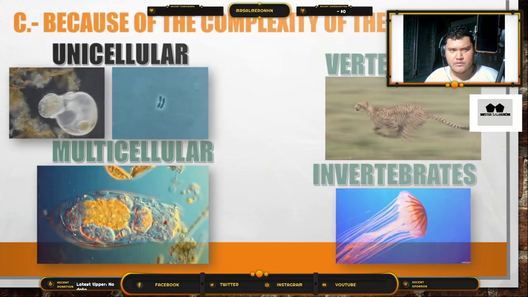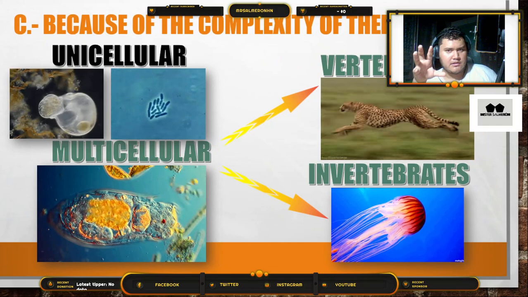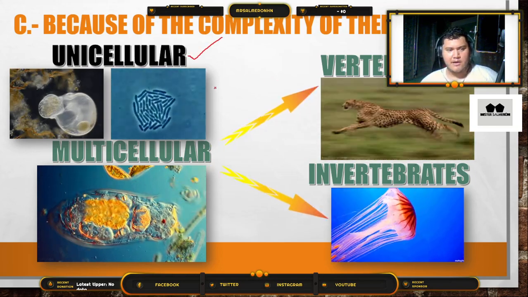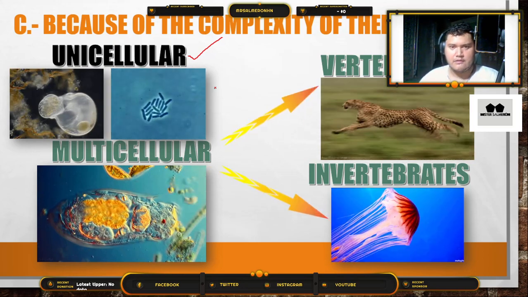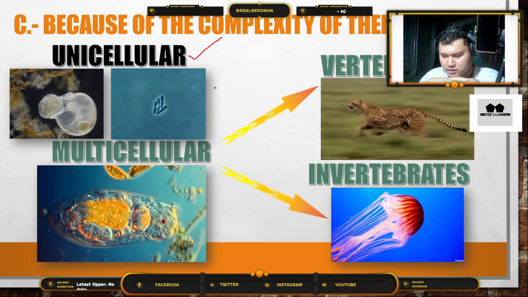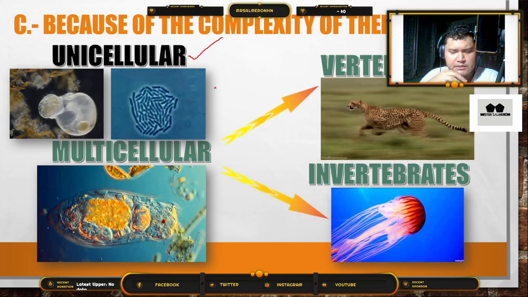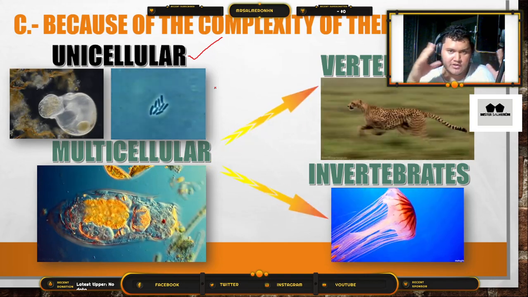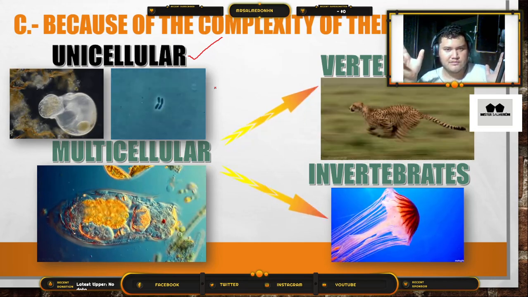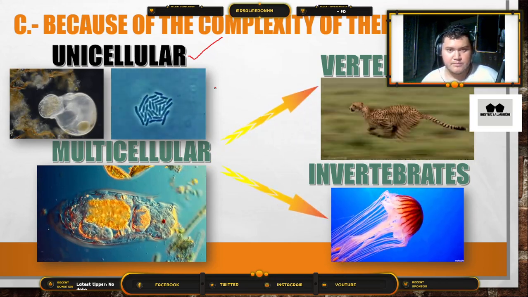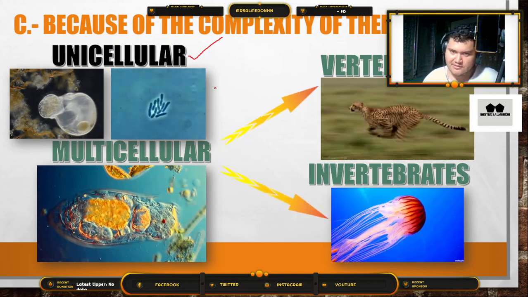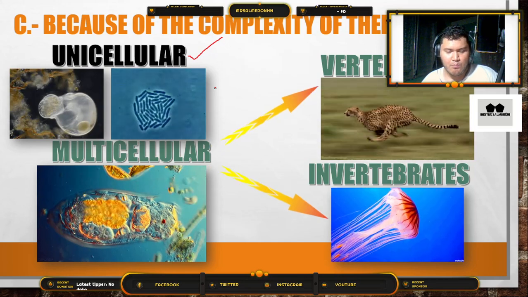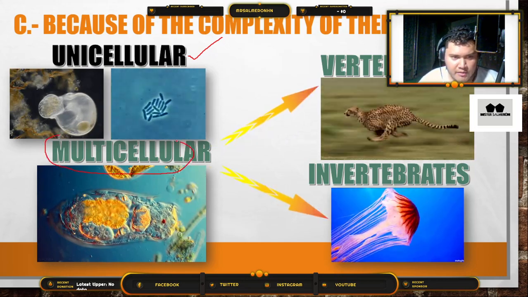Now, letter C. Because of the complexity of their body, the animals can be classified as unicellular, when they are composed of only one cell. This is a little bit confusing, because right now we are speaking about the animal kingdom, but we saw before that all living organisms are classified in 5 or 6 kingdoms, according to the theories, and the bacteria are in another kingdom, not in the animal kingdom. But we can focus more on multicellular animals.